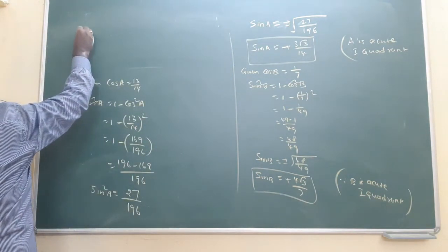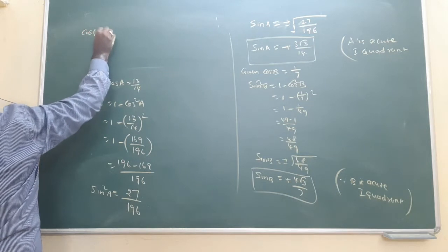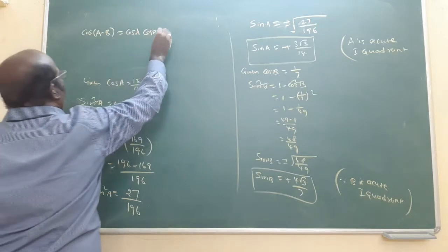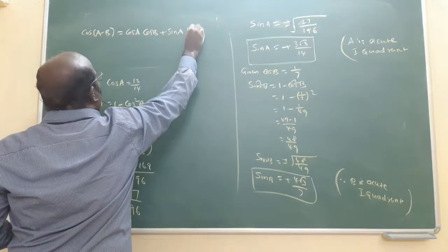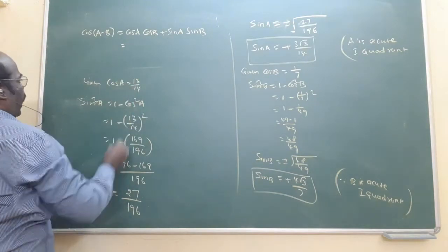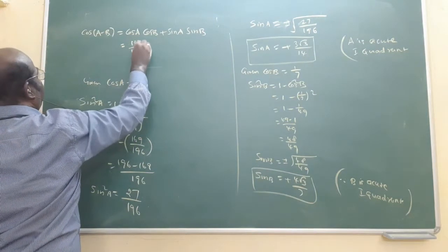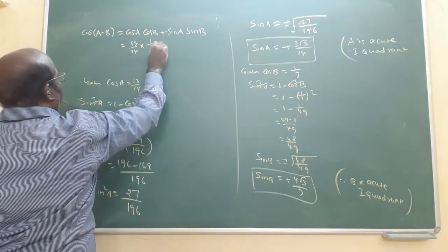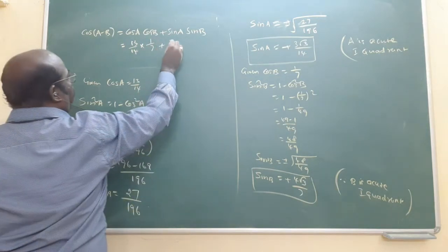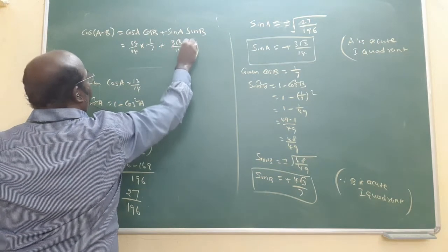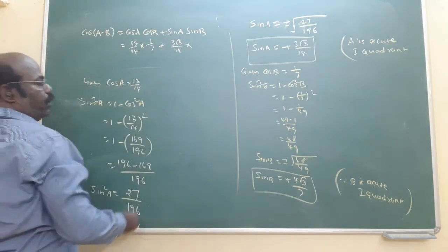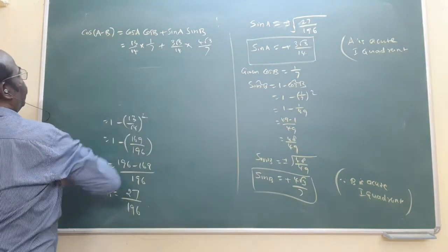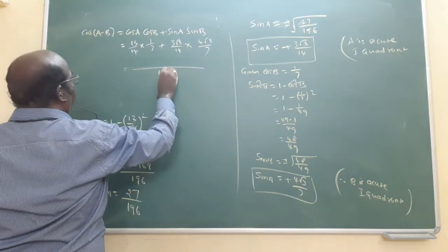Now write the formula. I am using the formula for cos A minus B. What is the formula? Cos A cos B plus sin A sin B. Cos A is already given as 13 by 14, into cos B, already given as 1 by 7. Sin A is 3 root 3 by 14, into sin B, which is 4 root 3 by 7. Now what is the LCM? 14 into 7 is the LCM.